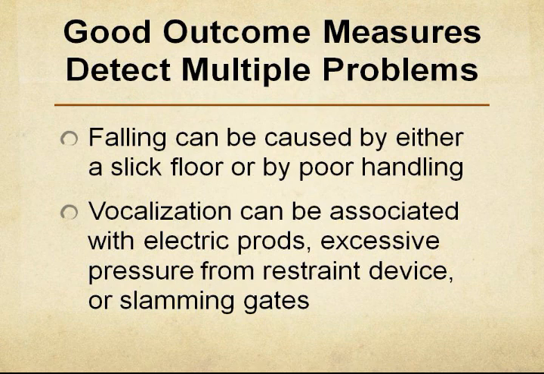But falling can be caused by either a slippery floor or poor handling. It's an outcome variable. Now, of course, outcome variables of food safety would be things like microbacteria and microbiology lab tests. Those are outcome measures. Vocalization can be caused by a bunch of different things.